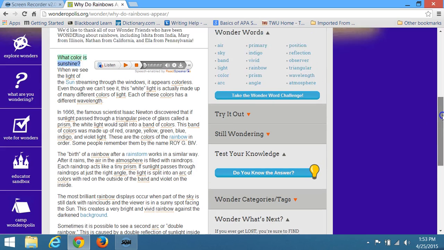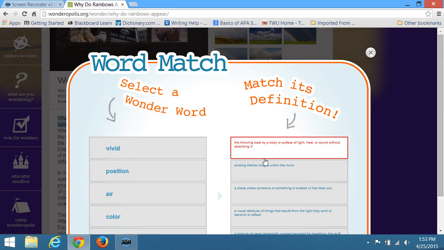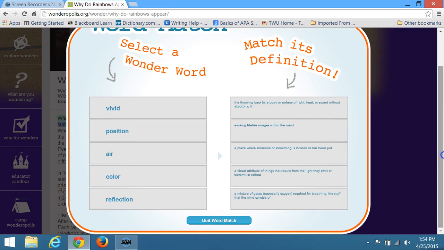Now, the other thing, the last thing actually that I really want you to pay attention to is Wonder Words and the Wonder Word Challenge. If you have time in your limit down here, you can always take the Wonder Word Challenge. It's just a matching, and since the vocabulary is so important, you are more than welcome to do this little quiz.